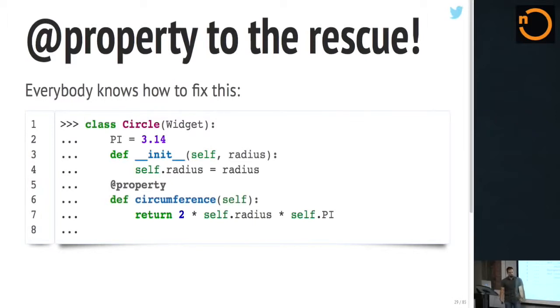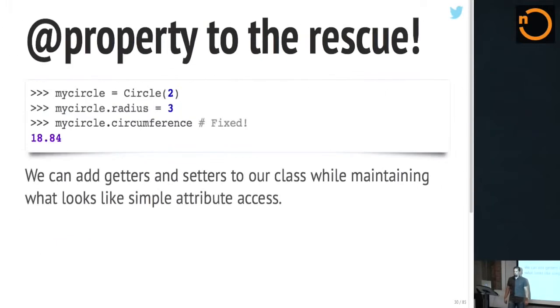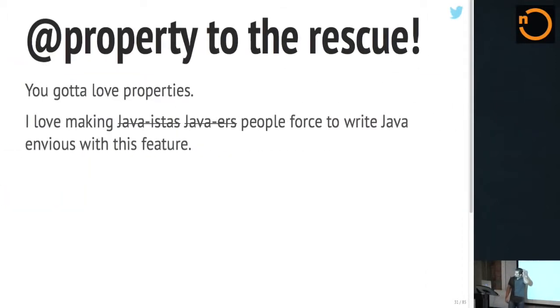You say @property, that's a decorator. You write a function that has the name of the attribute you want to intercept, and hey, it's a getter, right? It's a calculated property. It still looks like you're referencing an attribute. You can say my_circle.radius is equal to 3, and my_circle.circumference, it looks like it's an attribute, but really there's a function call, kind of hidden there. So we added a getter, but we didn't have to change the API of our class at all. Cool, powerful feature. We like properties.